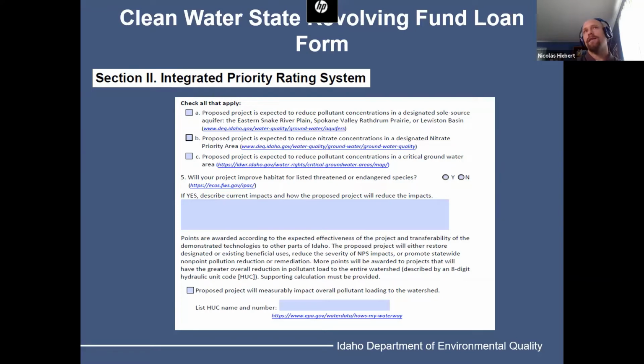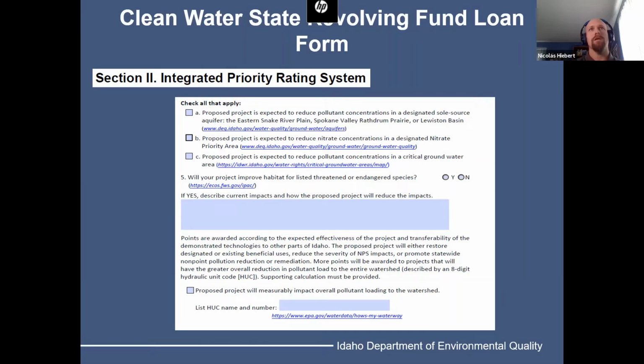And that's handled through IDWR. That's not a DEQ website or function. And so that's something that we have a link there for IDWR. And you can certainly reach out to your local IDWR office if you have questions. There are a few of these groundwater management areas sprinkled through the state that you may or may not be within the boundaries of.